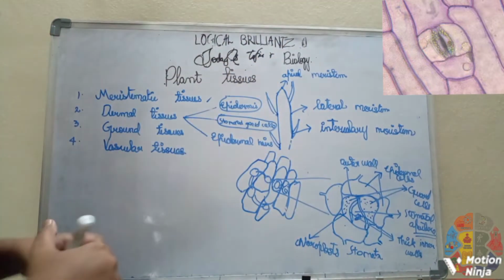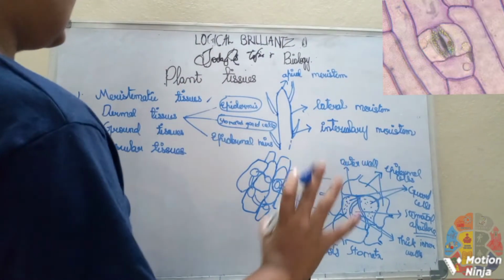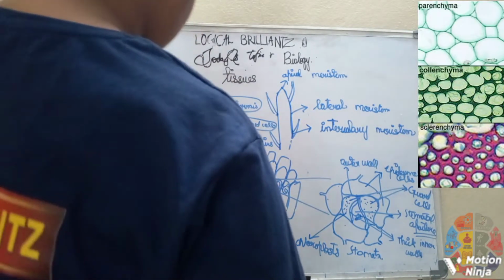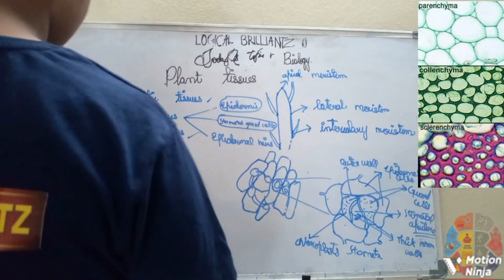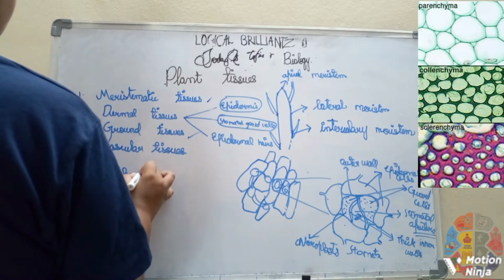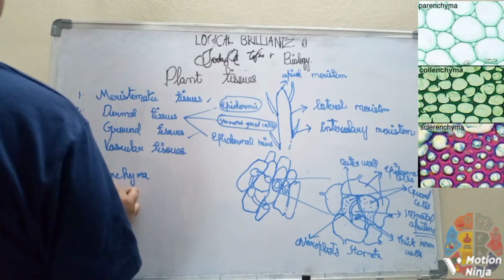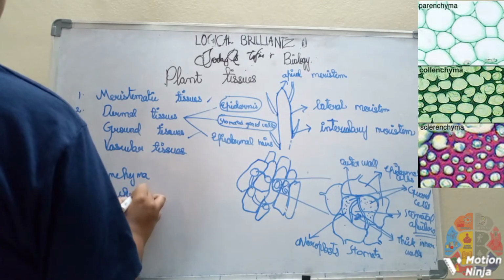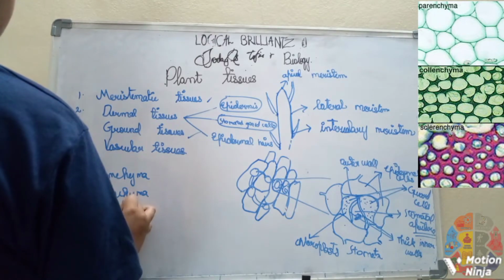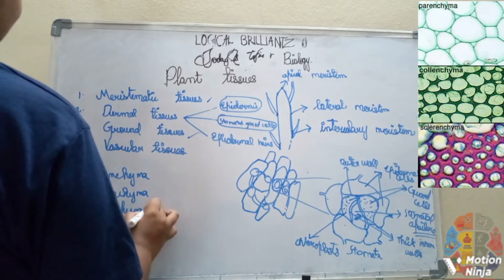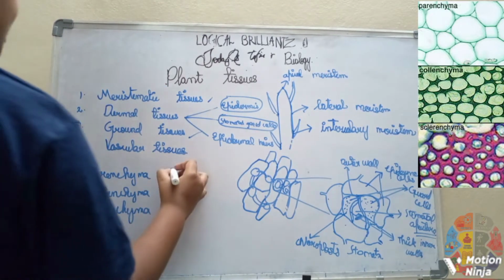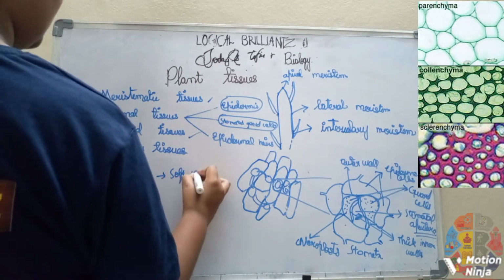Okay, and next, coming to the ground tissues, these are the third layer of the cell, and there are three types of ground tissues again. What are those? Parenchyma, collenchyma, and sclerenchyma. Parenchyma, collenchyma, sclerenchyma. And the cells of the parenchyma are soft, thin-walled.